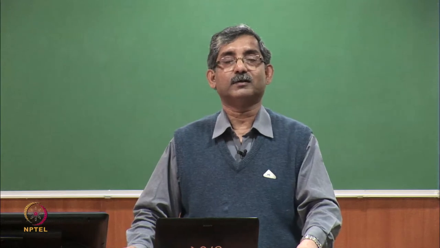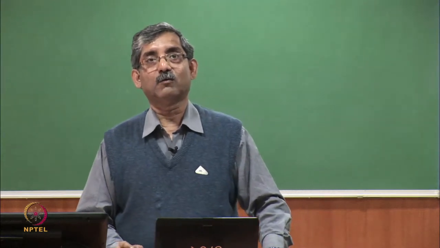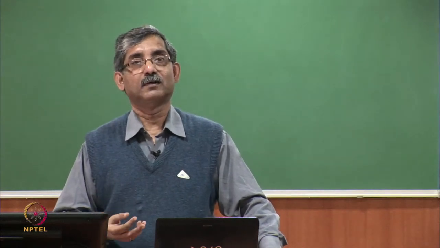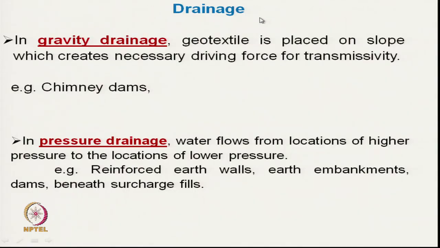Transmissivity of, say, spun bonded heat sealed non-woven fabric or woven fabric is very low. So, drainage applications are of two types: gravity drainage, where geotextiles are placed in a slope and water flows through the geotextile by gravity. Chimney drain is one of the examples. And in pressure drainage, water flows from its location at high pressure to the other place where pressure is low, like reinforced earth wall, earth embankments, dams.